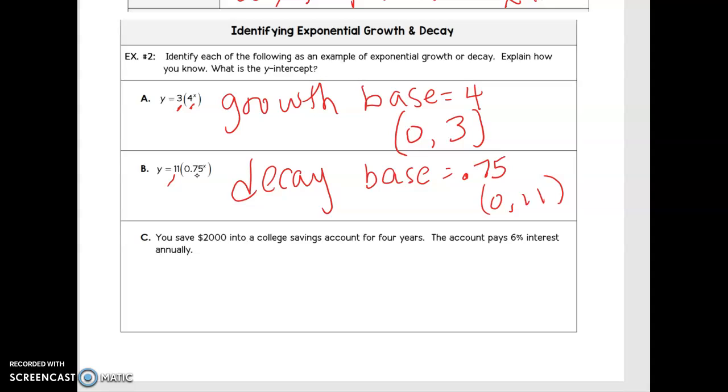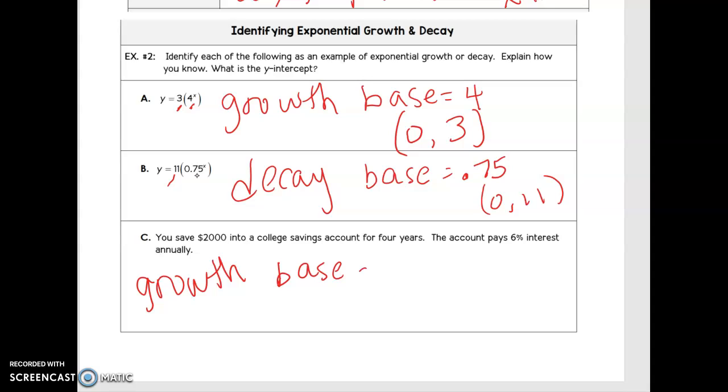Here's a word problem. It says you save $2,000 in a college savings account for 4 years. The account pays 6% interest. So if you're saving money, do you think you're going to be growing it or you're going to have a decay? You're losing it. Hopefully you're saying growing. So this is growth.